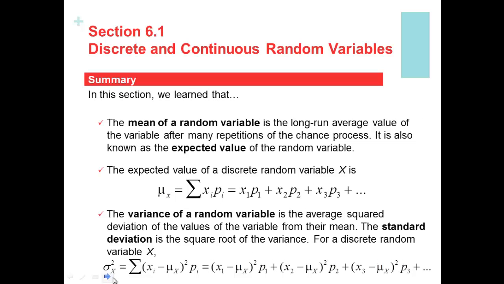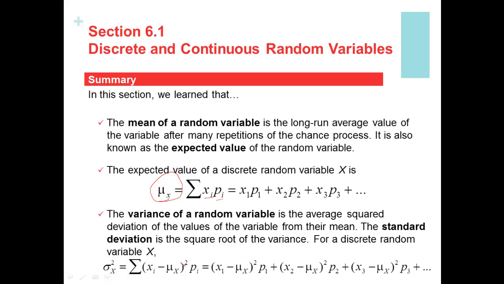When we calculate the mean of a random variable, it is the long-run average value of the variable after many repetitions of a chance process. It also is known as the expected value of the random variable. To calculate the expected value, or the mean, mu sub x, remember it's equal to the sum of each individual outcome times its probability. The variance of a random variable is the average squared deviation of the values of the variable from their mean. The standard deviation is the square root of the variance.